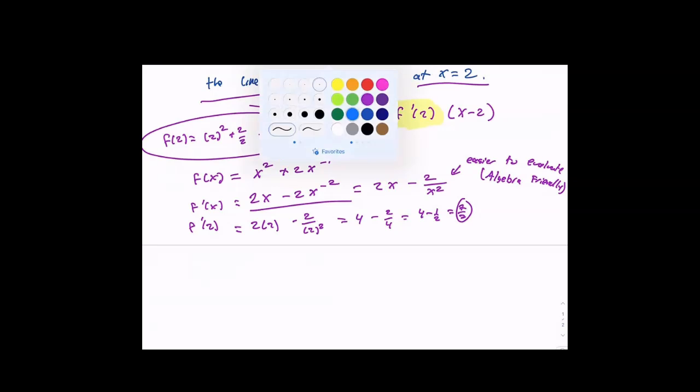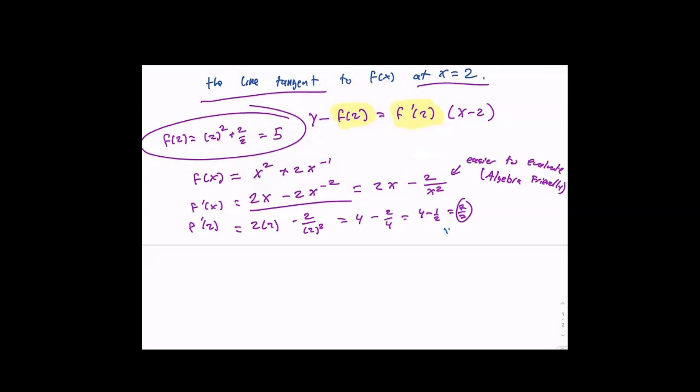And that gives me the equation of my tangent line now. y minus 5 equals 7 halves times x minus 2. So you're doing the same thing that we did in our last unit, but now these problems are easier.